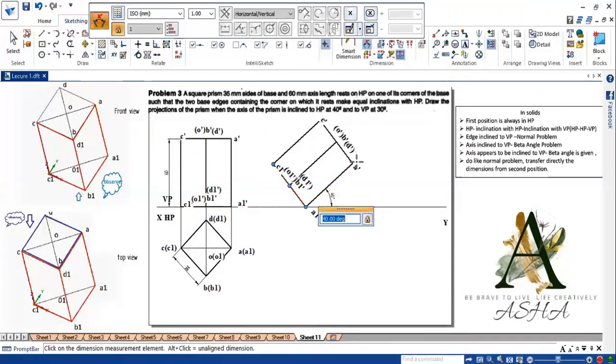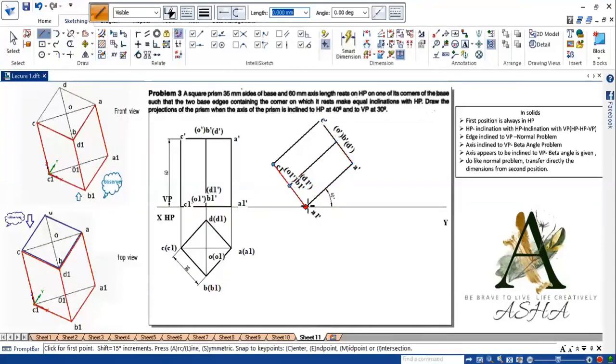So join using visible line. Then in order to get O1 dash and O dash, measure A1 dash to O1 dash and mark it on the same 90 degree line. Again from A dash to O dash, measure it and mark it on the 90 degree line. Then join O dash to O1 dash using visible line. Then use the projection line. Start from A1 dash. A1 is here. The intersection will be A1. So use the projection line.